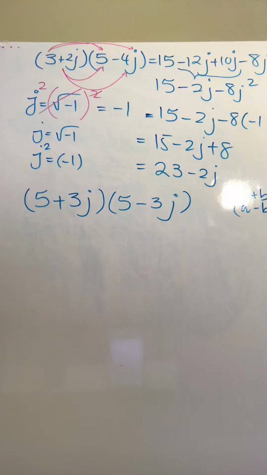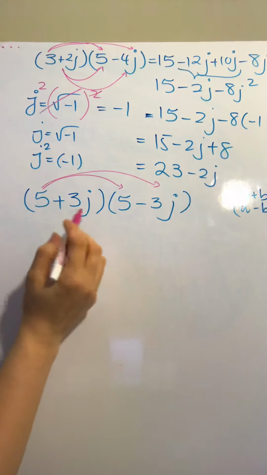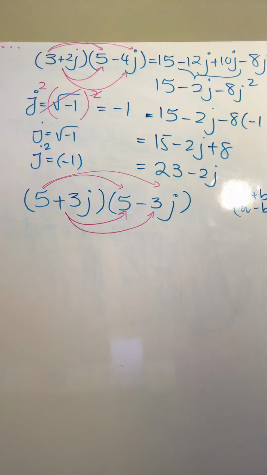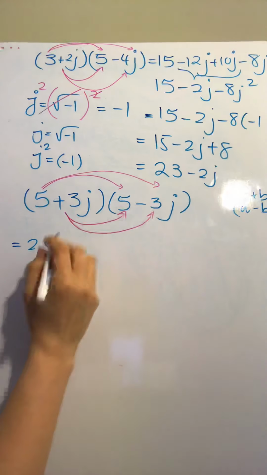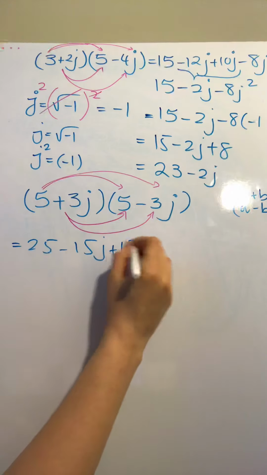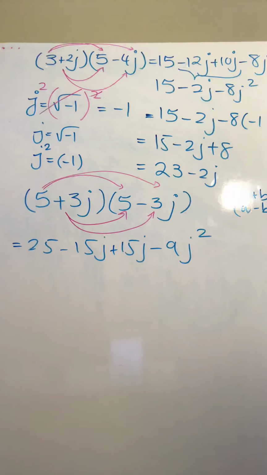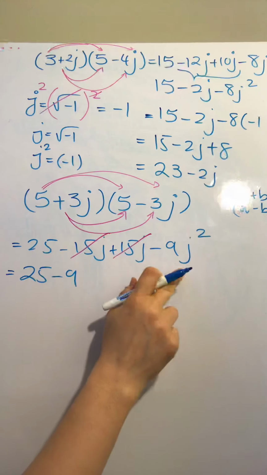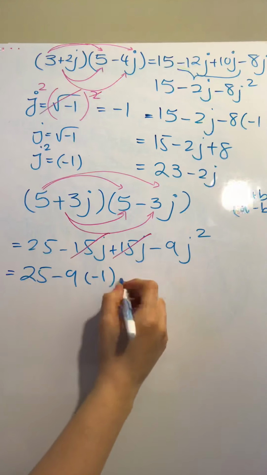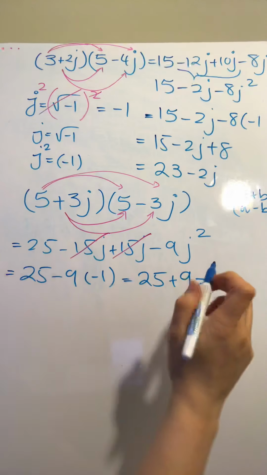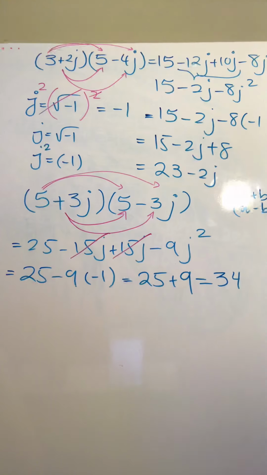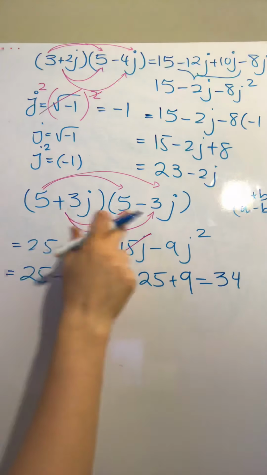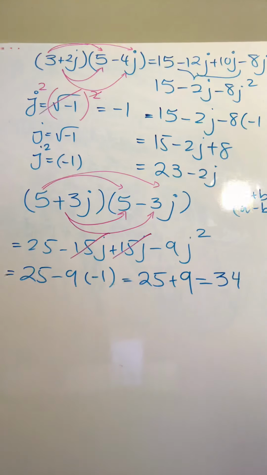So again, we have 4 multiplications to do. 5 by 5, 5 by negative 3J, plus 3J and 5, plus 3J and negative 3J. 5 times 5 is 25, minus 15J, plus 15J, minus 9J squared. Plus 15J and minus 15J would cancel. I'm going to have 25 minus 9, and instead of J squared, we have to put a negative 1. So that becomes 25 plus 9, and that becomes 34. What did we learn? We learned that if we multiply two conjugates, we simply get a whole number, a real number. That's how we get rid of complex numbers, or the imaginary part of a complex number.